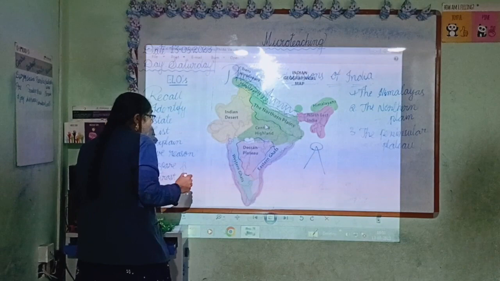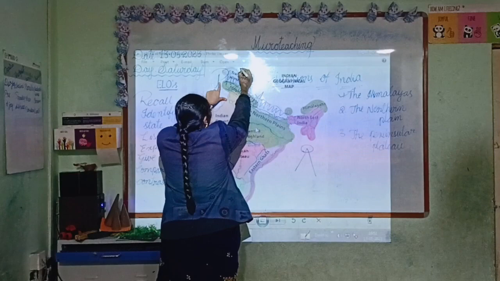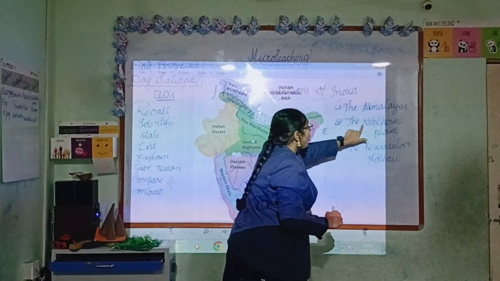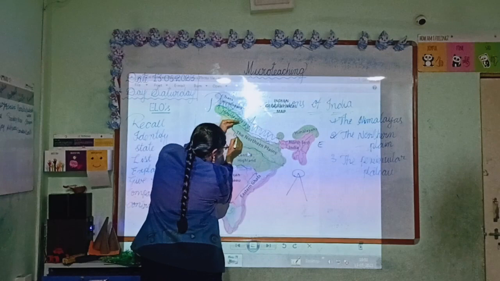The Himalayas are located to the northeast direction of India. From here to here you can observe, from north to east. Got it? Next, moving on to the next one, the Northern Plains. See here, after the Himalayas, we have the Northern Plains.